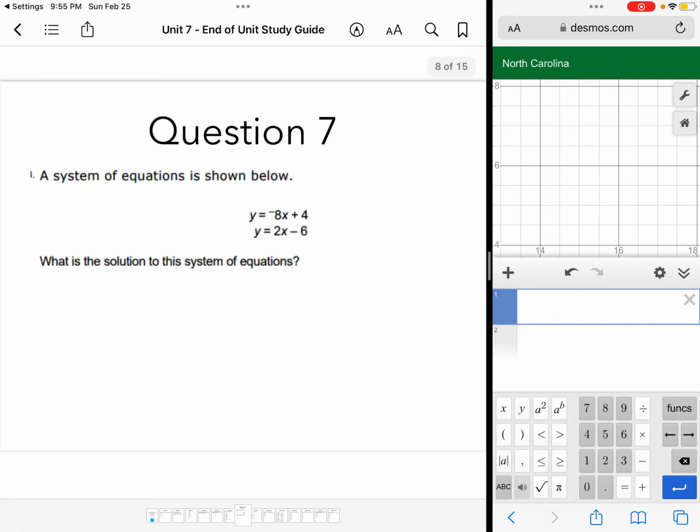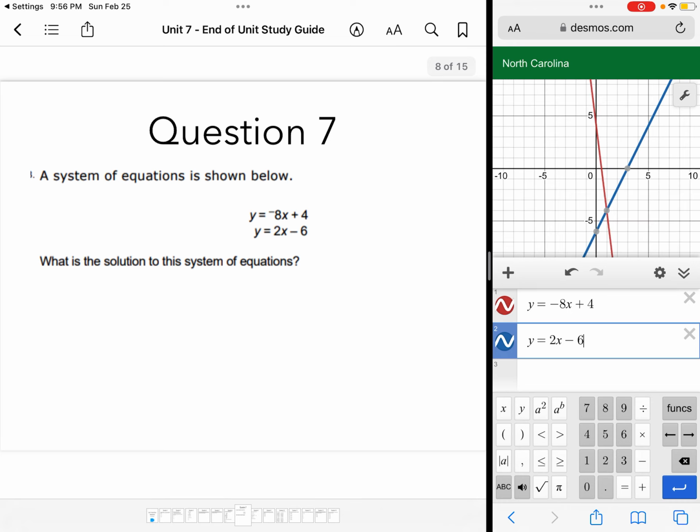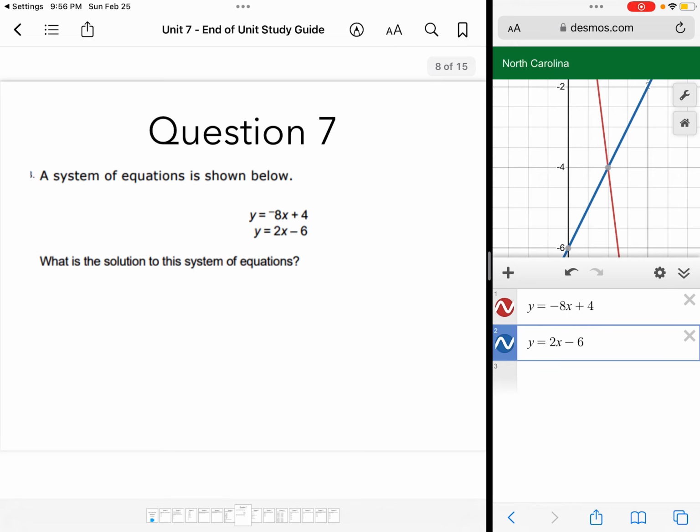Okay, what's the solution? Well, you're going to have a calculator, so y equals negative 8x plus 4. y equals 2x, oops, I missed the y, minus 6. Oopsie. All right, let's hit the house, see where they intersect, and we get 1, negative 4.